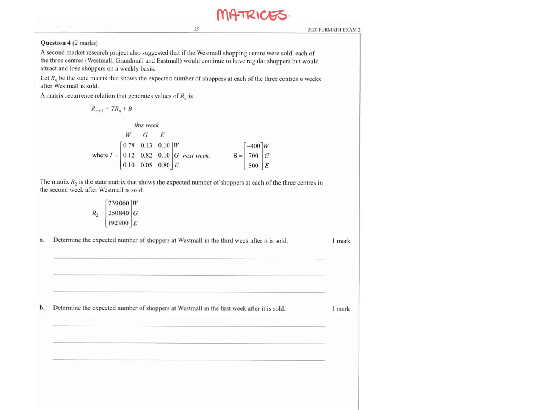Okay, so with this question, we have a recurrence relation using matrices. When we have these, we use a transition matrix, but when we have these extra bits, you always have to find the next one using the one before. So you can't use the power trick or whatever, and you just have to go step by step up to get to where you need to go.